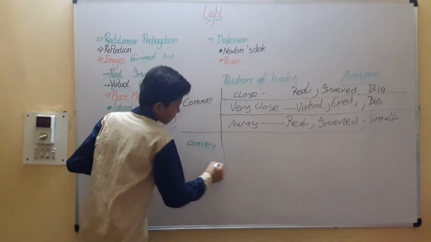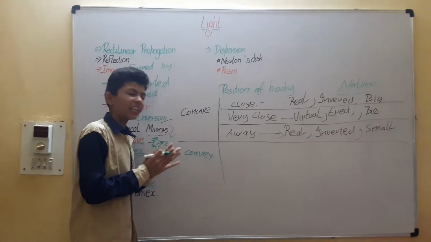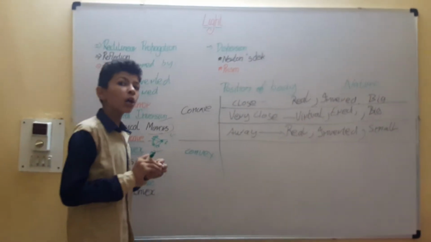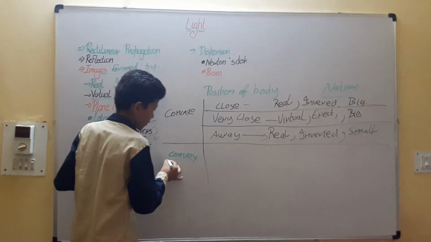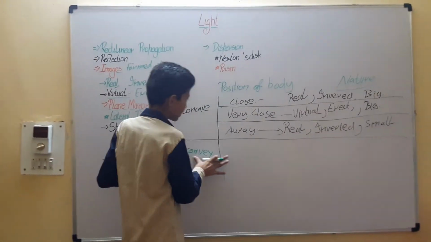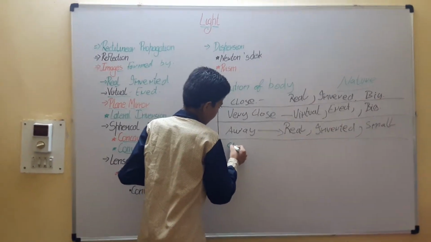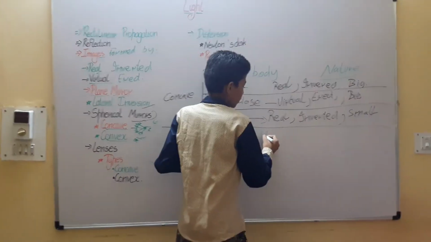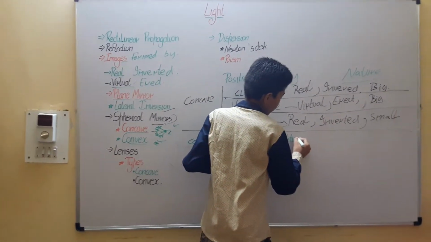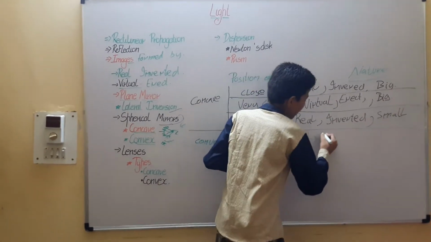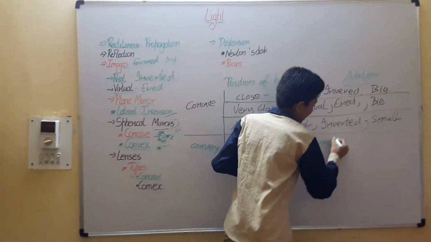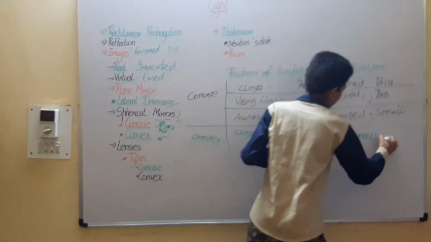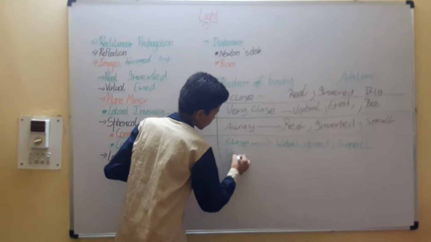So let's now move to the convex mirrors. What position will matter for the convex mirror? The image is going to remain the same. So first let's take close. There would be a virtual image, and when it is a virtual image, it would be an erect image, and it would be small in size.